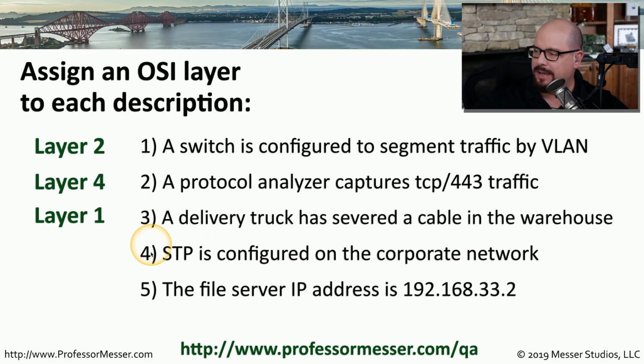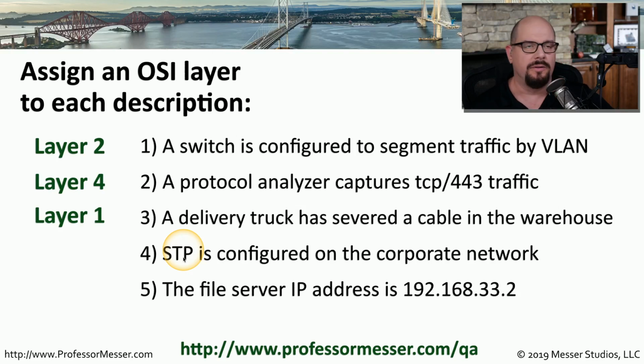The fourth one here, we kind of have to know our terminology to figure this one out, is that STP is configured on the corporate network. Well, that would be spanning tree protocol. So anytime you see something being configured with STP, you know it's spanning tree. Spanning tree protocol is a protocol that's used to prevent looping on the network at the switch level or the data link level or the OSI layer 2. So we got 2 OSI layer 2s thrown into this particular set of questions today.